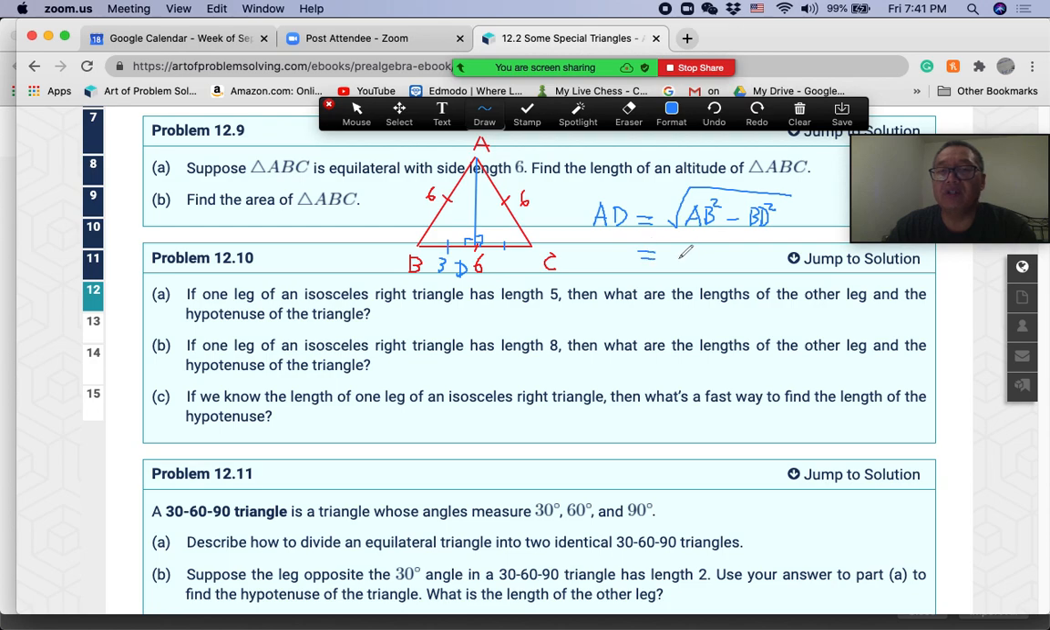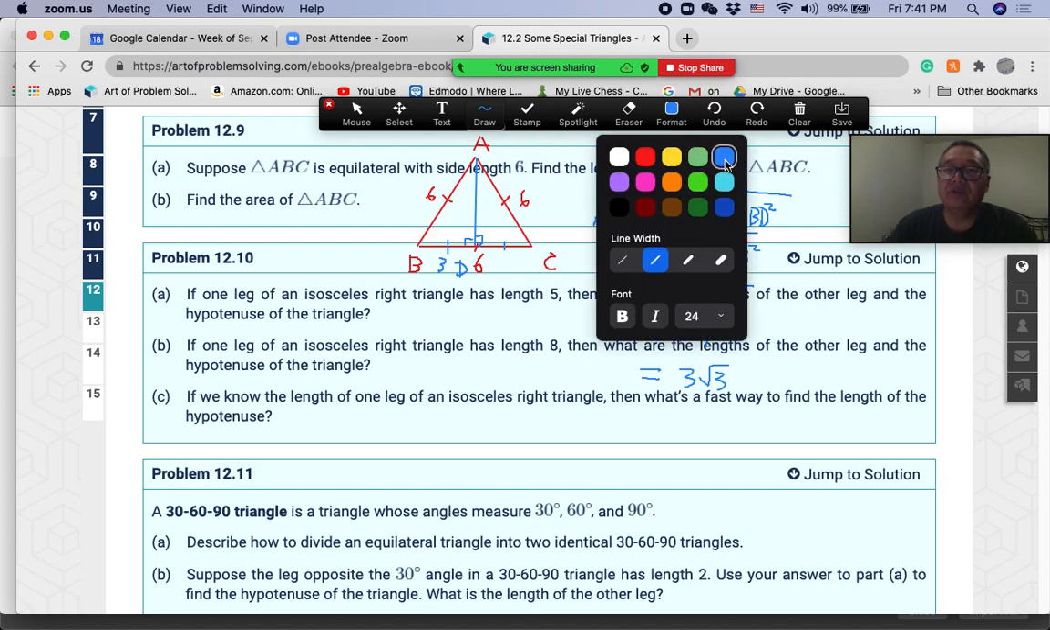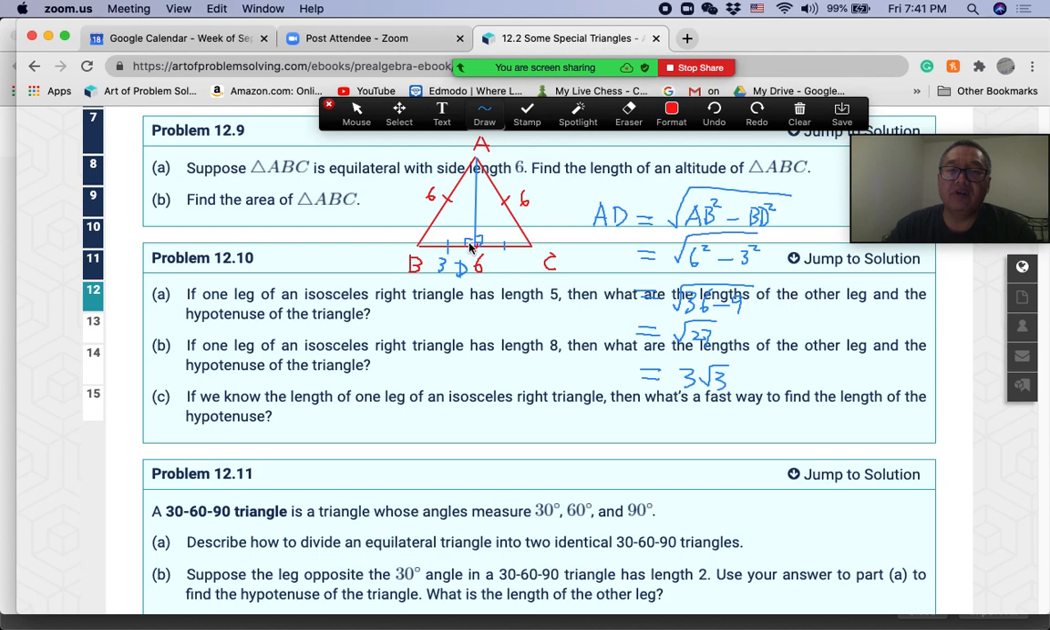So then you plug in these numbers. That will be the square root of 6 squared minus 3 squared. So this equals the square root of 36 minus 9, which is the square root of 27. So you get 3 times root 3. So this is the altitude, right? We got the altitude of this equilateral triangle: AD equals 3 times root 3.